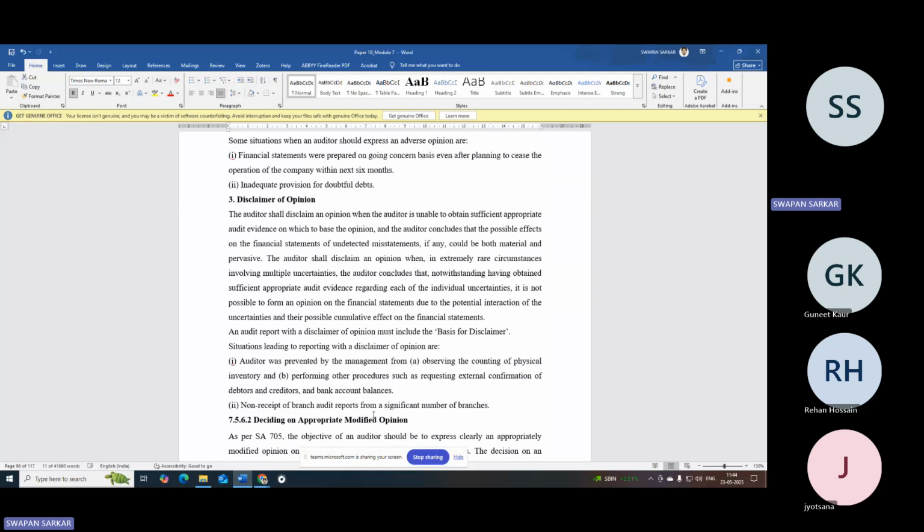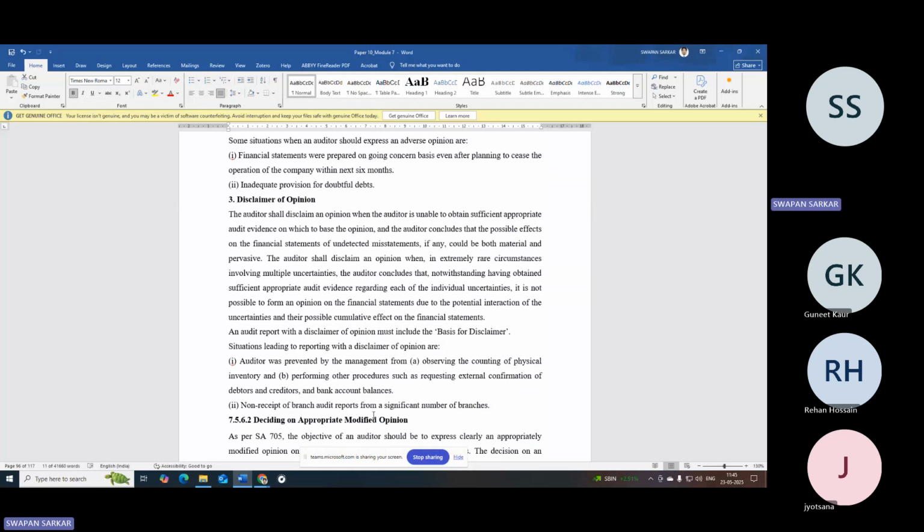The auditor shall also disclaim an opinion when, in extremely rare circumstances involving multiple uncertainties, the auditor concludes that, notwithstanding having obtained sufficient appropriate audit evidence regarding each of the individual uncertainties, it is not possible to form an opinion on the financial statements due to the potential interaction of the uncertainties and their possible cumulative effect on the financial statements. An audit report with a disclaimer of opinion must include a basis for disclaimer.